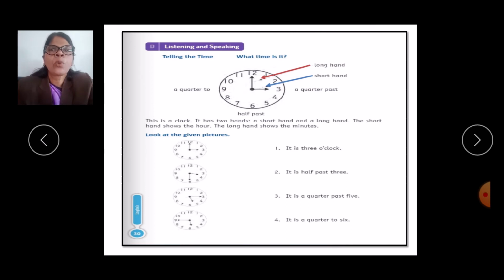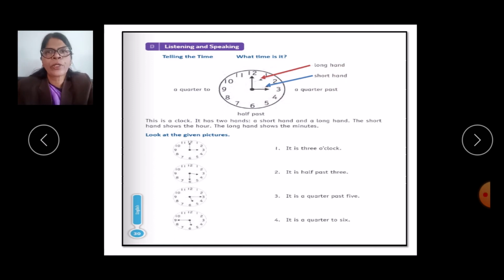Now here, a quarter past, half past, a quarter to. So telling the time. So this is a clock. It has two hands, a short hand and the long hand. The short hand shows the hour. So remember that the short hand, this is the short hand. It shows the hour and the long hand shows the minutes. So remember children, the long hand shows the minutes and the short hand shows the hour.